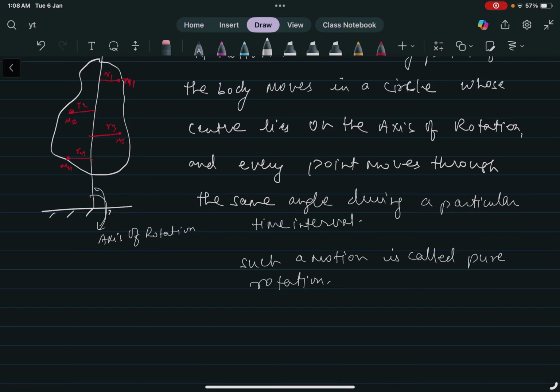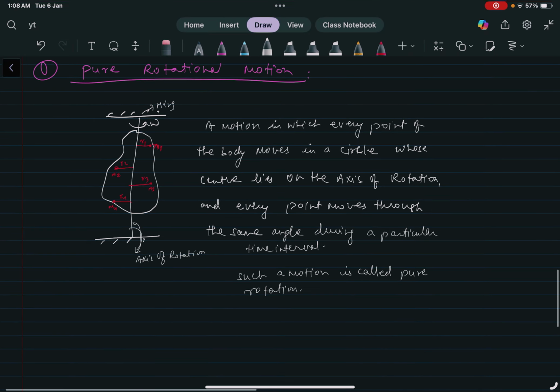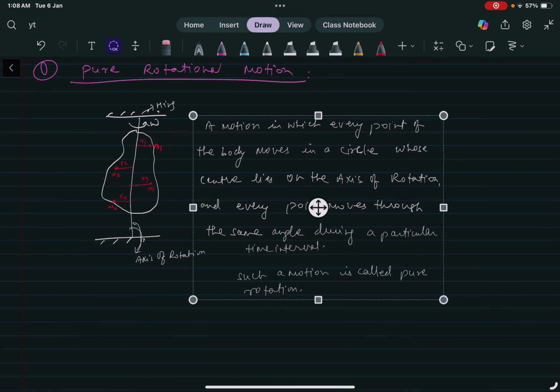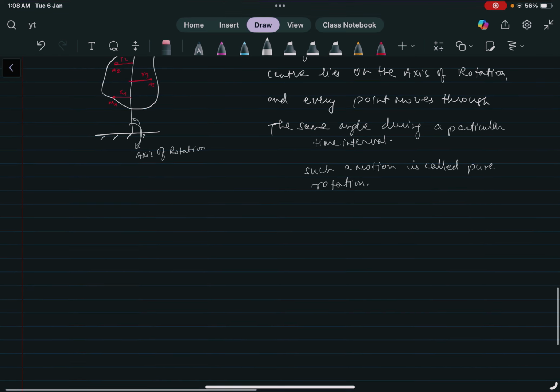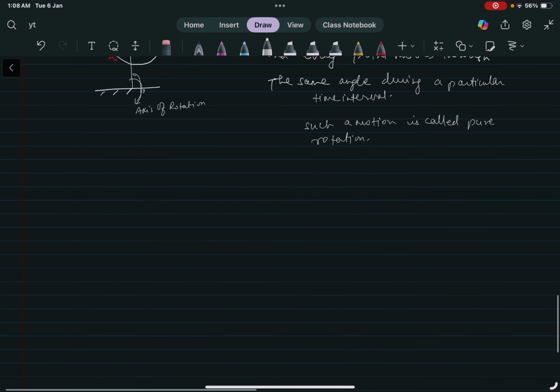So these are the definitions of rotational motion. I have sidelined this part a little bit so that you understand. These are the definitions of pure rotational motion. Okay, getting all of you? Now from here we are discussing how we get the value. During this motion, everything goes as follows.